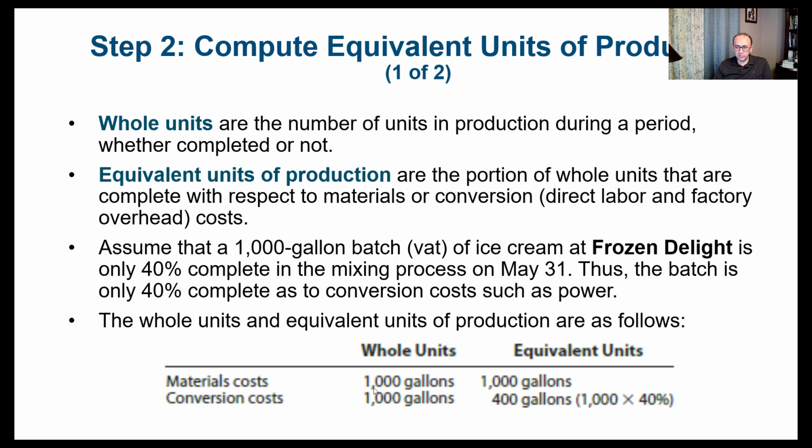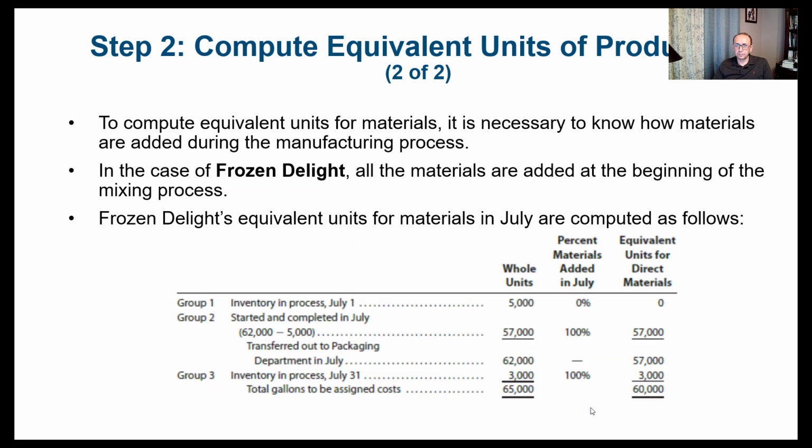Again, for material and conversion, we have 1,000 gallons. For the whole units, it's 1,000 gallons. But for the equivalent units, since we use the material, it's going to be 1,000 gallons. But for the conversion, which is the direct labor and the factory overhead, we're going to multiply by 40%, which is the percent completed, and that would be only equivalent to 400 gallons. So the material is always 100%, but the conversion cost is based on the percentage of completion.